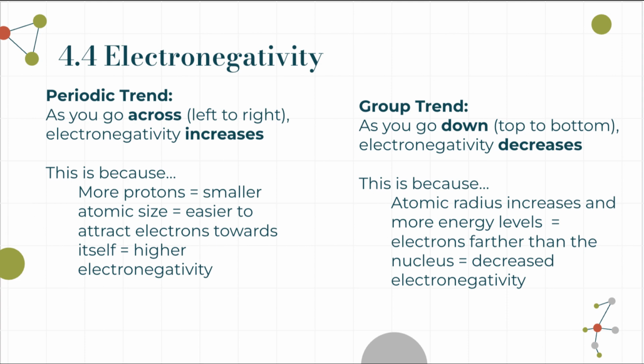The group trend is different. As you go down the periodic table, electronegativity decreases. Why? Because the atomic radius increases along with more energy levels, pushing electrons farther from the nucleus. This distance results in a decreased ability to attract electrons. Understanding these trends in electronegativity is essential for predicting how different elements will interact in chemical reactions.